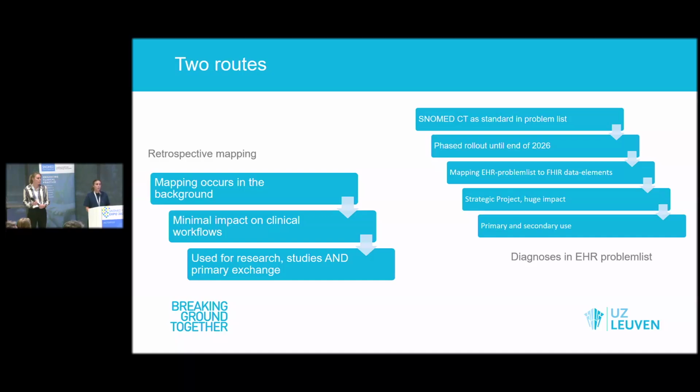So we defined two routes, and that's because there were two paths we were walking down at that point. One is we have our legacy codes. We can map them, in the background, to SNOMED, and that will have a minimal impact on clinical workflows. We do it in the background. Nobody knows what we're doing. And then we have another thing, and that was a strategic project that was already happening in our hospital, where we want to integrate SNOMED as a primary language in our problem list. So there were two ways we had to go.